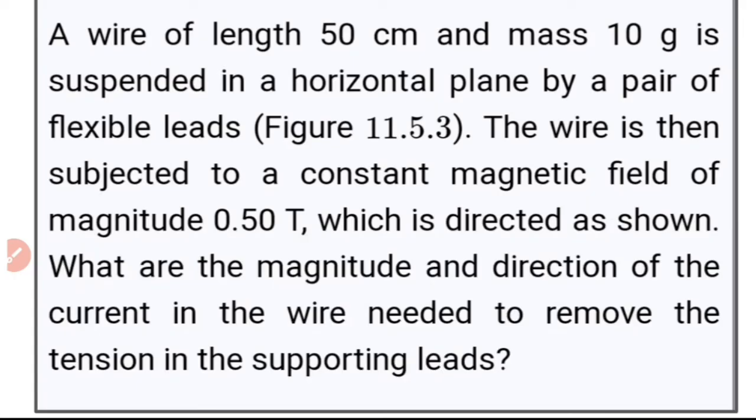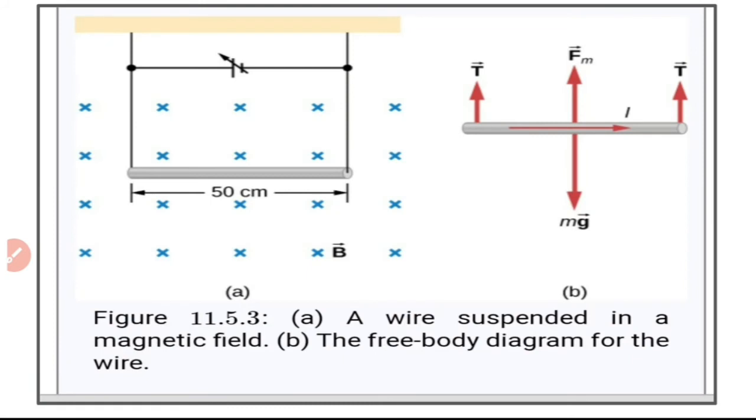Next one, a wire of length 50 cm and mass 10 gram is suspended in a horizontal plane by a pair of flexible leads. The wire is then subjected to a constant magnetic field of magnitude 0.5 Tesla, which is directed as shown. What are the magnitude and direction of the current in the wire needed to remove the tension in the supporting leads? So the information is given in the form of diagram.